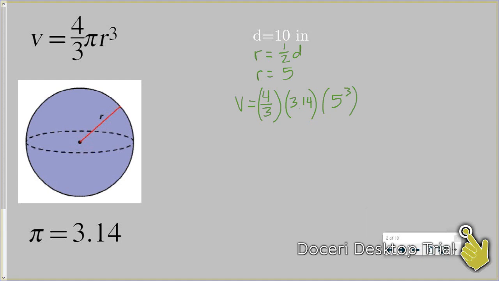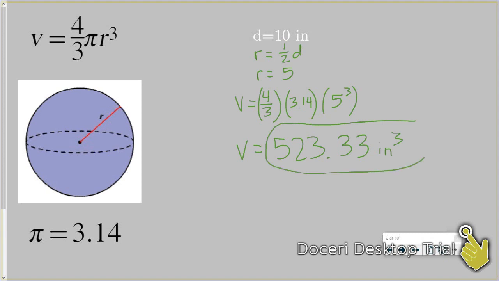When we do that, we get the volume is equal to 523, and you get a whole bunch of 3's after that. We're just going to round to the hundredths, so 33/100ths. So our final answer is 523.33, and this was in inches. We know it's volume, so it's cubed, so it's inches cubed. That's our final answer. Really as simple as that.